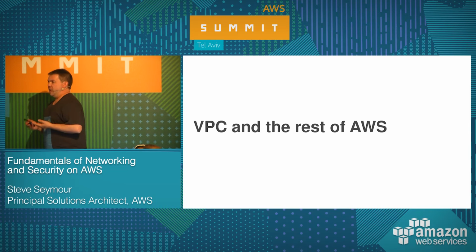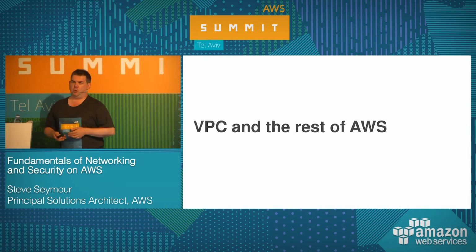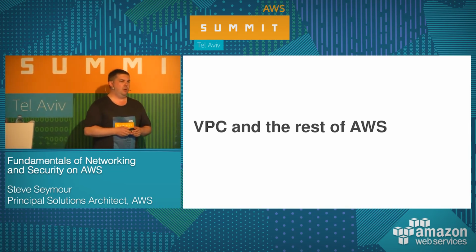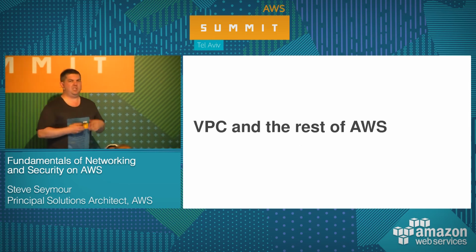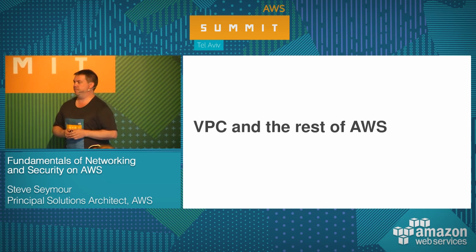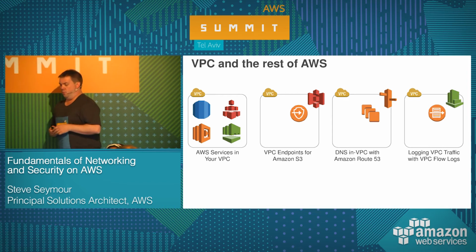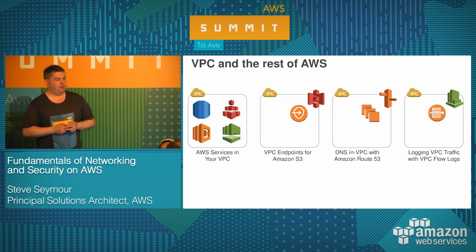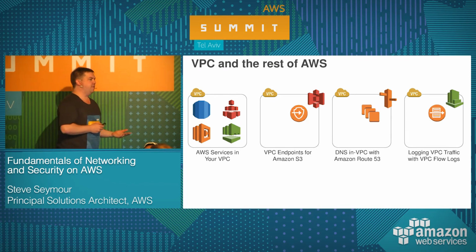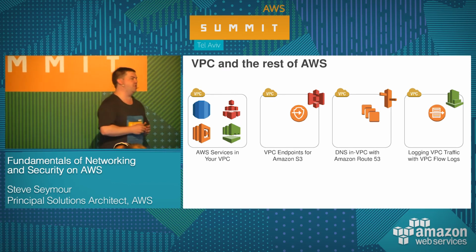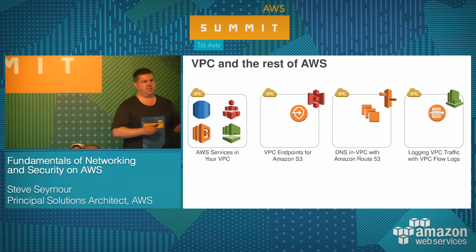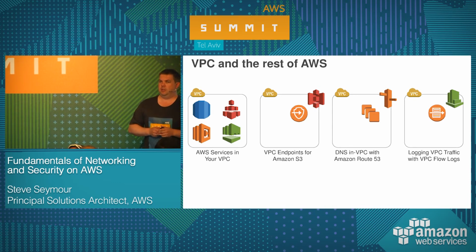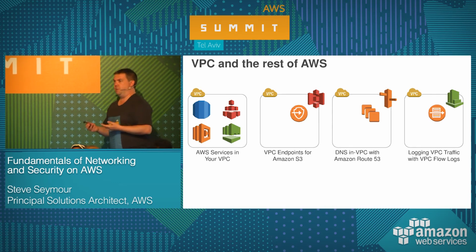Okay, so we now have our connectivity back to our on-premises network. We've peered some other VPCs. What about other AWS services? How do they interact with our VPC? So we're going to talk about some of the specific AWS services that we have. We're going to talk about VPC endpoints for S3 and more recently announced DynamoDB. How does DNS work in a VPC? And finally, we're going to talk about logging with VPC Flow Logs.